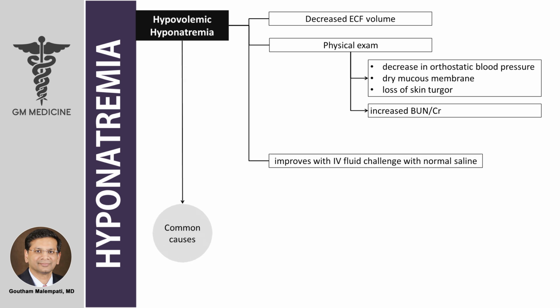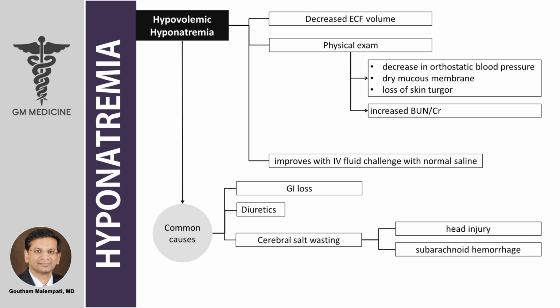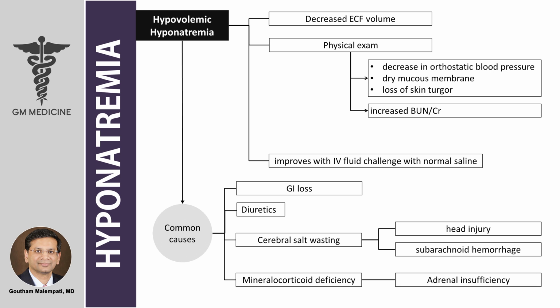The most common causes of hypovolemic hyponatremia are gastrointestinal loss from protracted vomiting or diarrhea, diuretic therapy with thiazides, and cerebral salt wasting, secondary to head injury or subarachnoid hemorrhage. Mineralocorticoid deficiency could be from primary adrenal insufficiency.